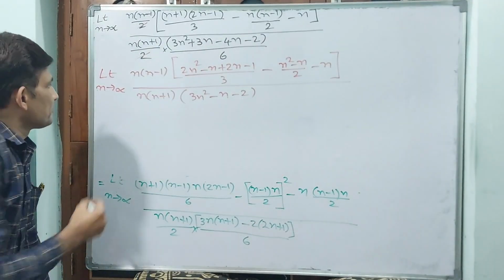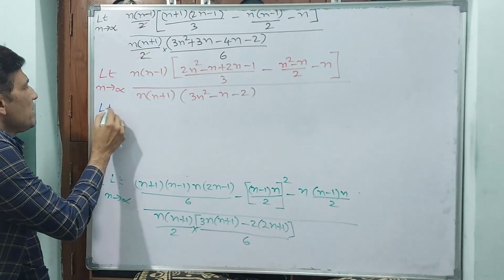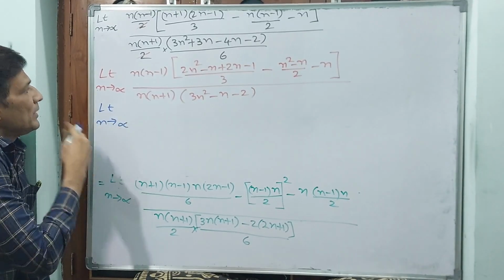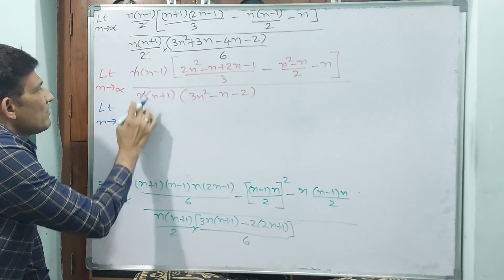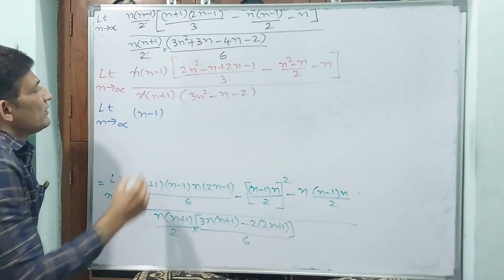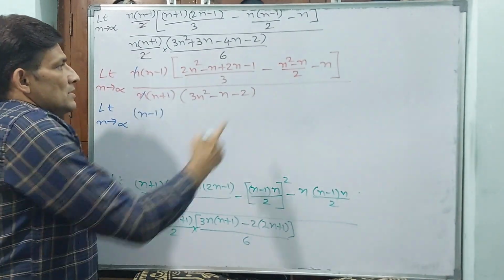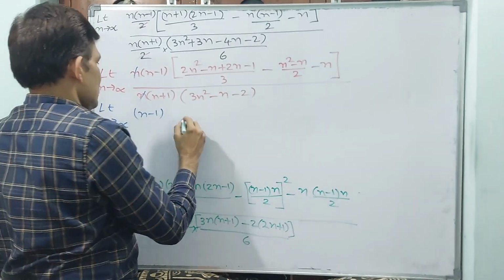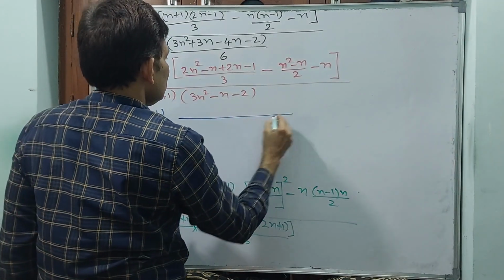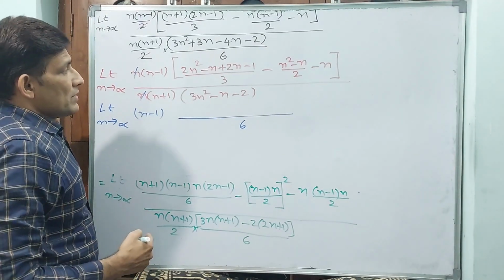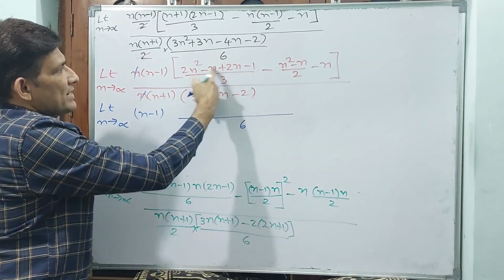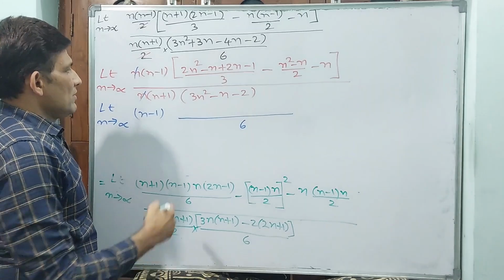Now repeat again. Limit n tends to infinity. N into, see, n I can cancel. Why should I bother? N minus 1 into, you take LCM 6. 2 into 3, 6. See here actually minus n is there. Let it be, no problem.